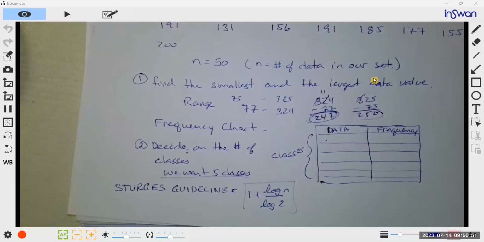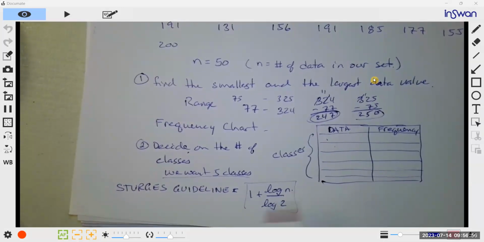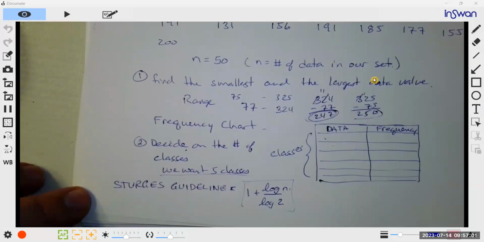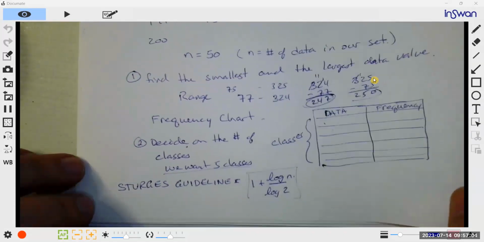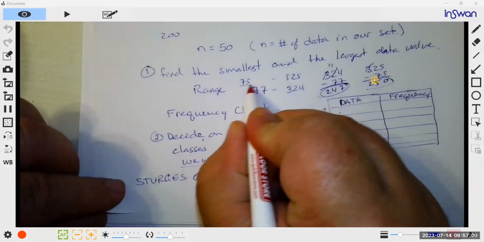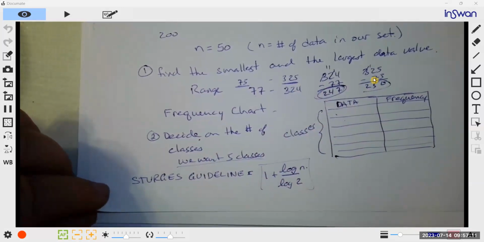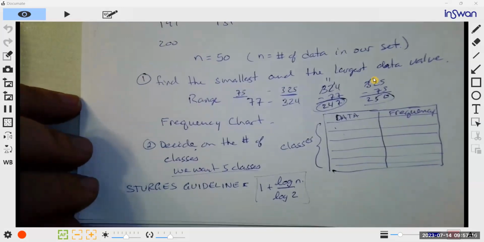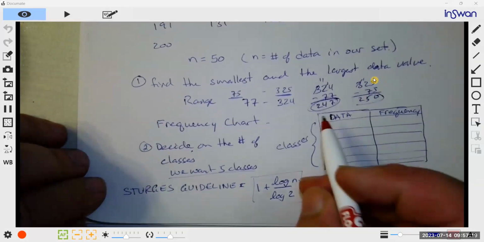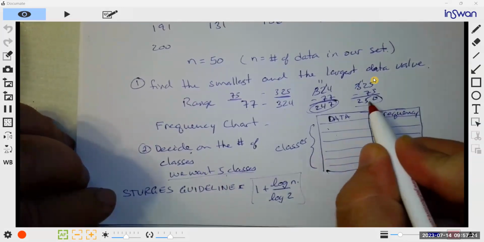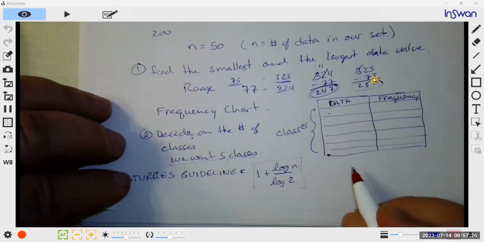But you have to know how many data points you have first, so that's why that one's tough. Other than that, I can see the range and how many classes I want. So instead of using 77 to 324, we're going to round them to our easiest numbers, because 5s are easy to work with. Since we know we want 5 classes, and the range is 250.